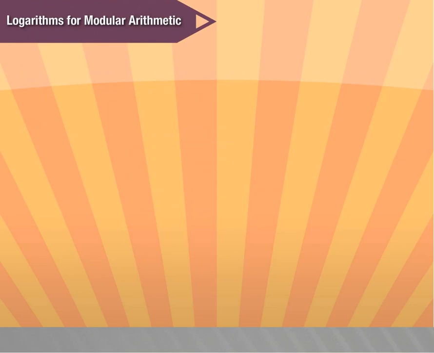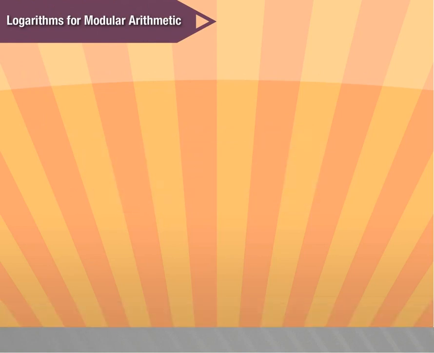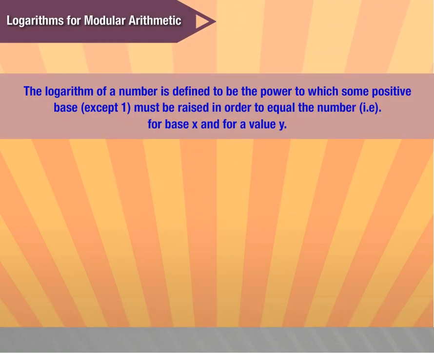Logarithms for modular arithmetic. An analogous function exists for modular arithmetic. The logarithm of a number is defined to be the power to which some positive base, except 1, must be raised in order to equal the number. That is, for base x and for a value y, y is equal to x power log base x of y.